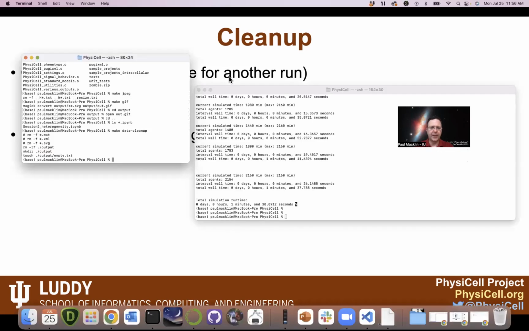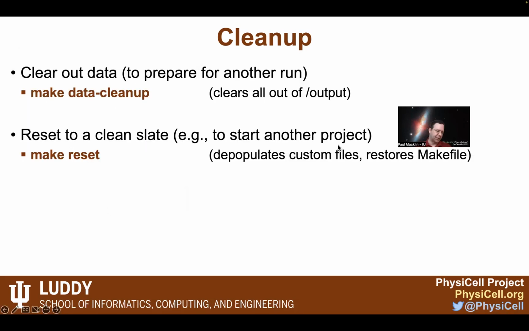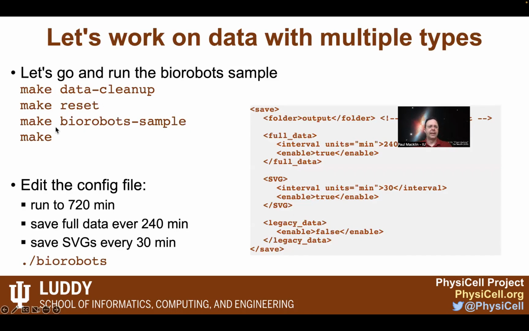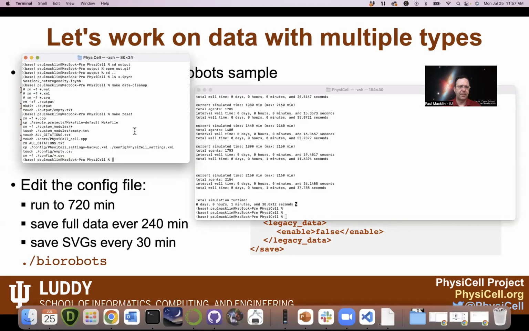So now we're just going to really quickly return to a clean slate, make reset. And I want to show you a little bit more visualization on an example where we have multiple cell types. So I'm going to do make data cleanup, make reset, just did that. So first I cleaned up my simulation data, and then I returned to a blank slate. So I'm ready to populate another sample project. The sample project we're going to model here is the biorobots sample. So I'm going to type make list projects.